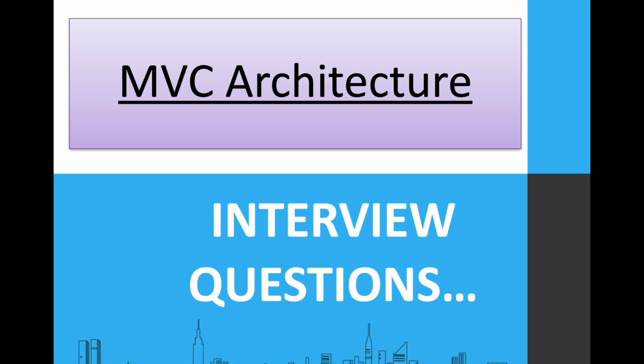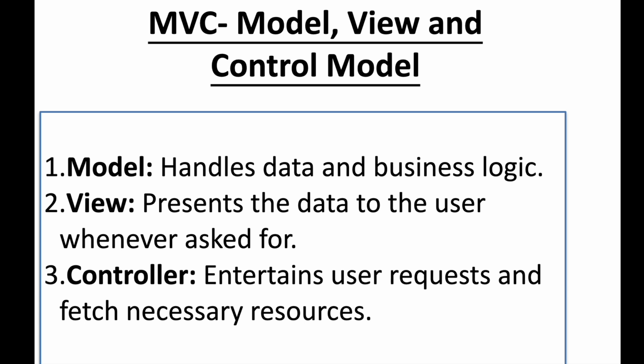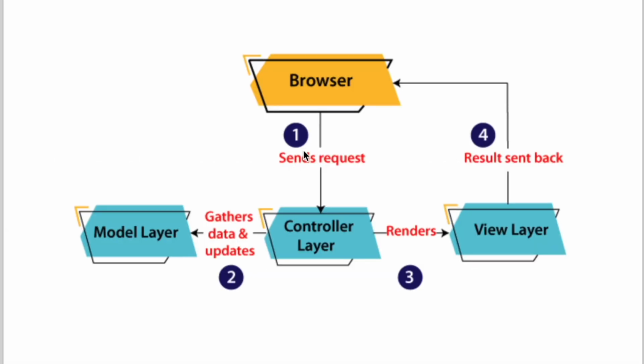Hello all, let us talk about what is MVC architecture and advantages of this design. MVC stands for Model, View and Controller. It has three layers. Model handles the business logic and data, and View represents the data to the user whenever we request for it, and controller receives the request and renders the resources. Let's see how the design works.